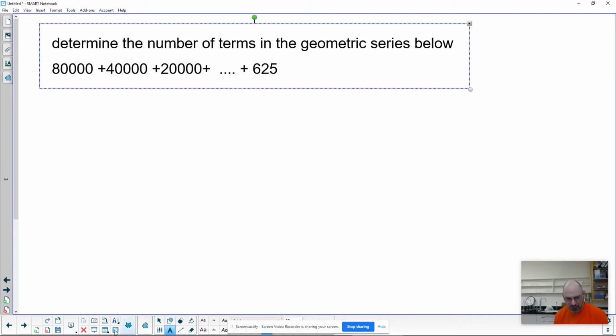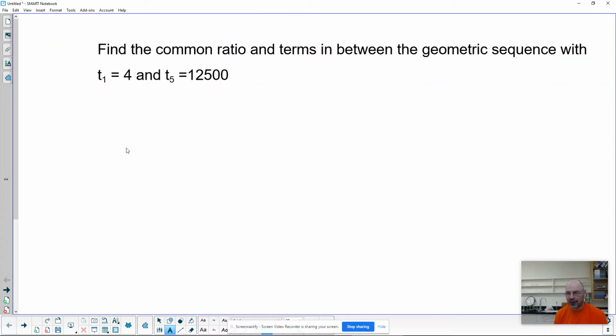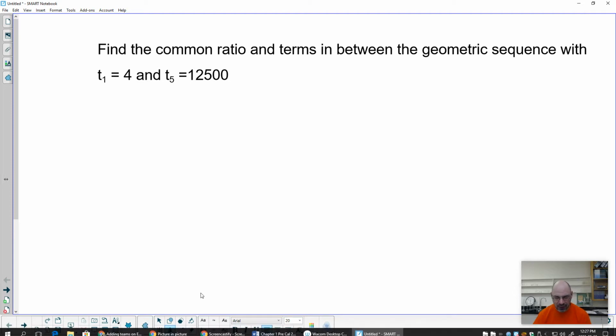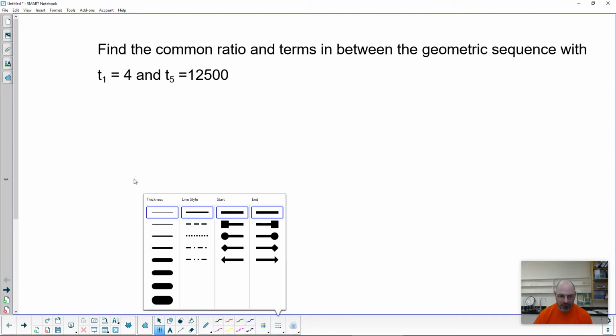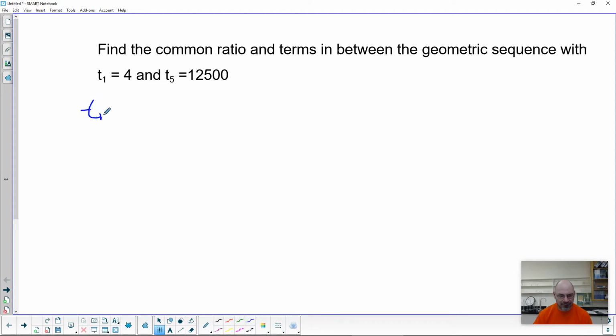Okay, so let's go back to the beginning here. It says find the common ratio and terms in between the geometric sequence. Geometric sequence means that you're multiplying, right? Luckily for you and I, we know the first term. That's always key. If you don't know that, you usually have to use 2 equations, but in this case, we can get away with 1. So we're using the equation for a geometric sequence. To remind ourselves, that's Tn equals T1 R to the n minus 1.